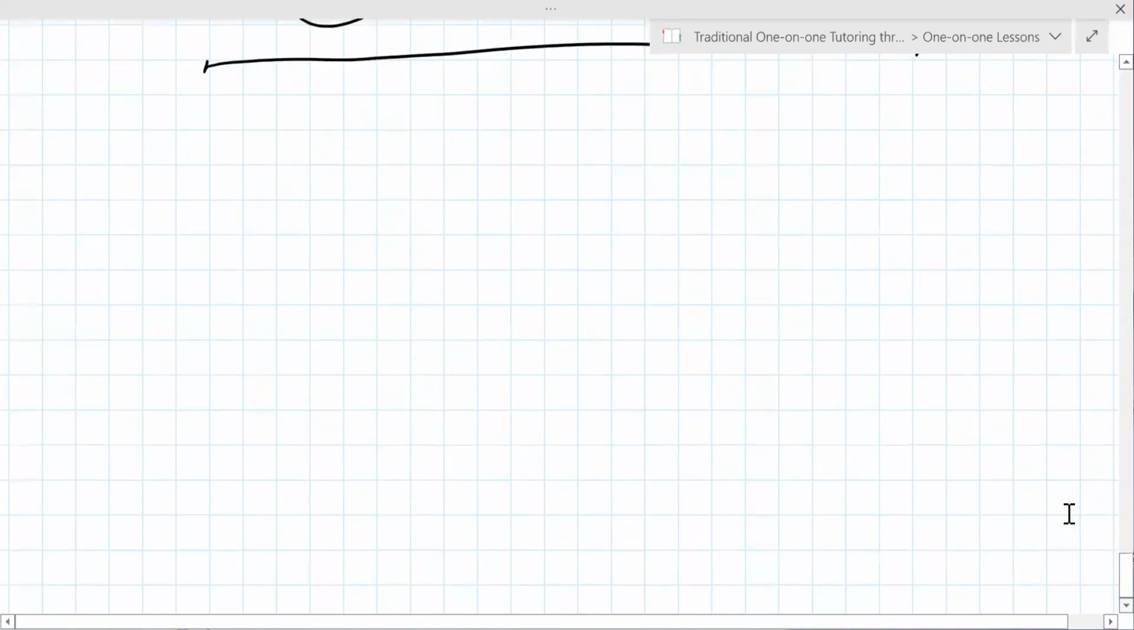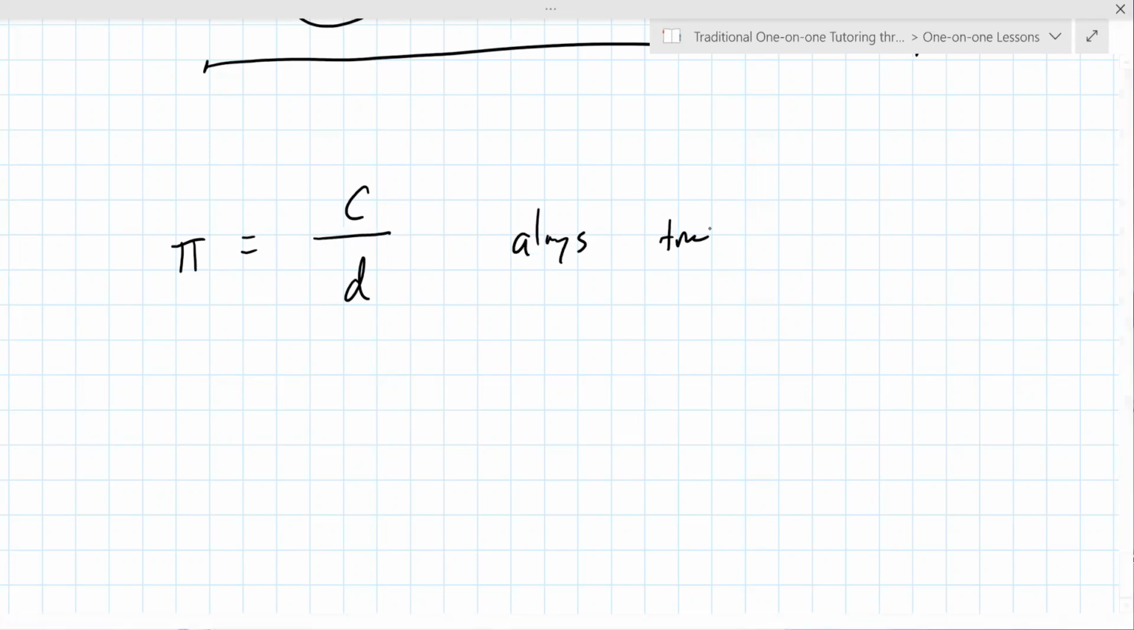I want to try to give you more on pi. So pi is the ratio between the circumference and the diameter. This is always true. It doesn't matter. What's the smallest circle you can think of? How about a hole in a Cheerio?